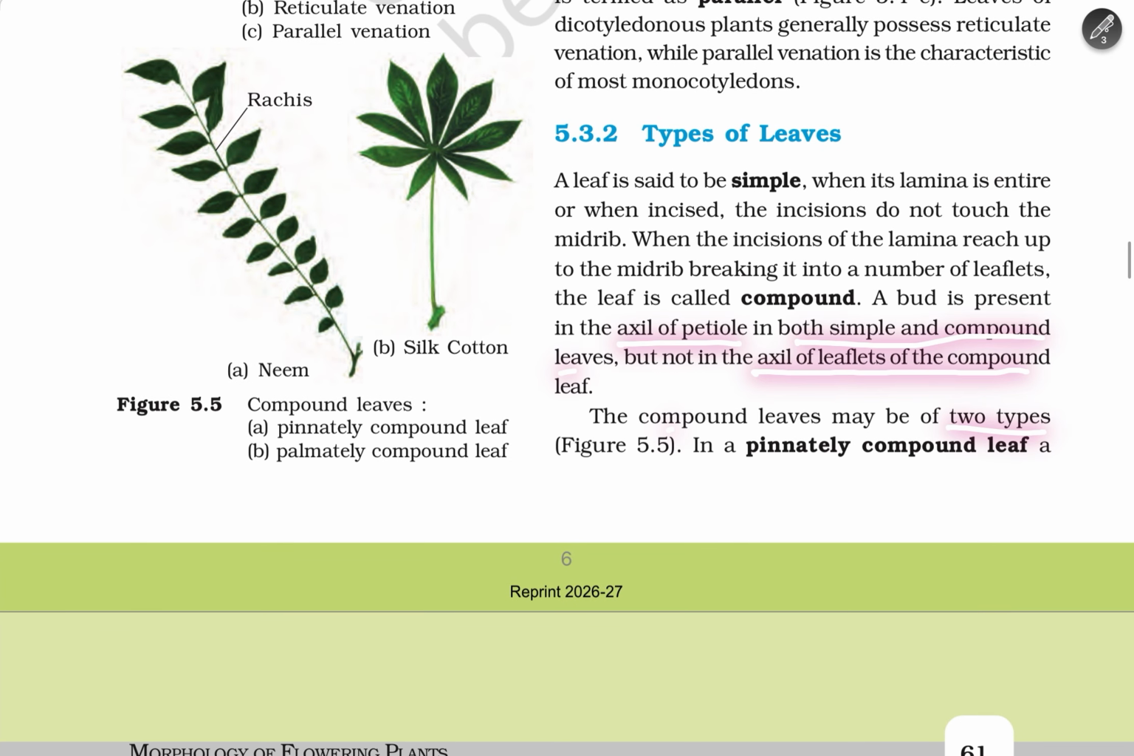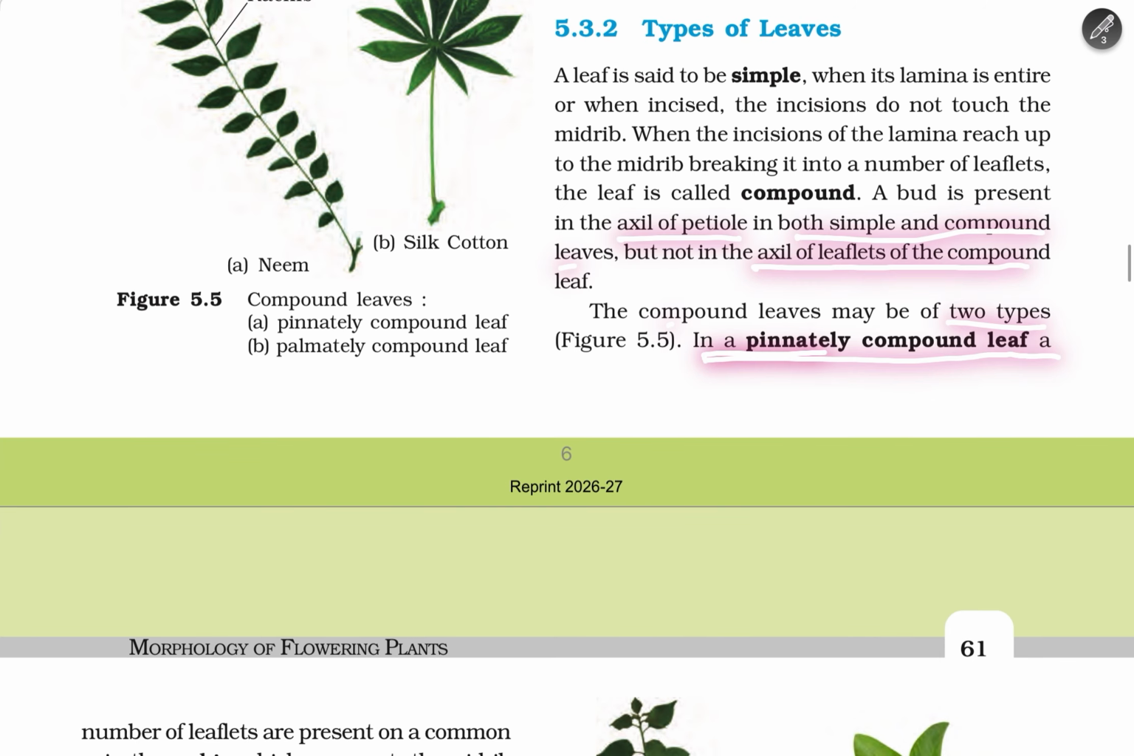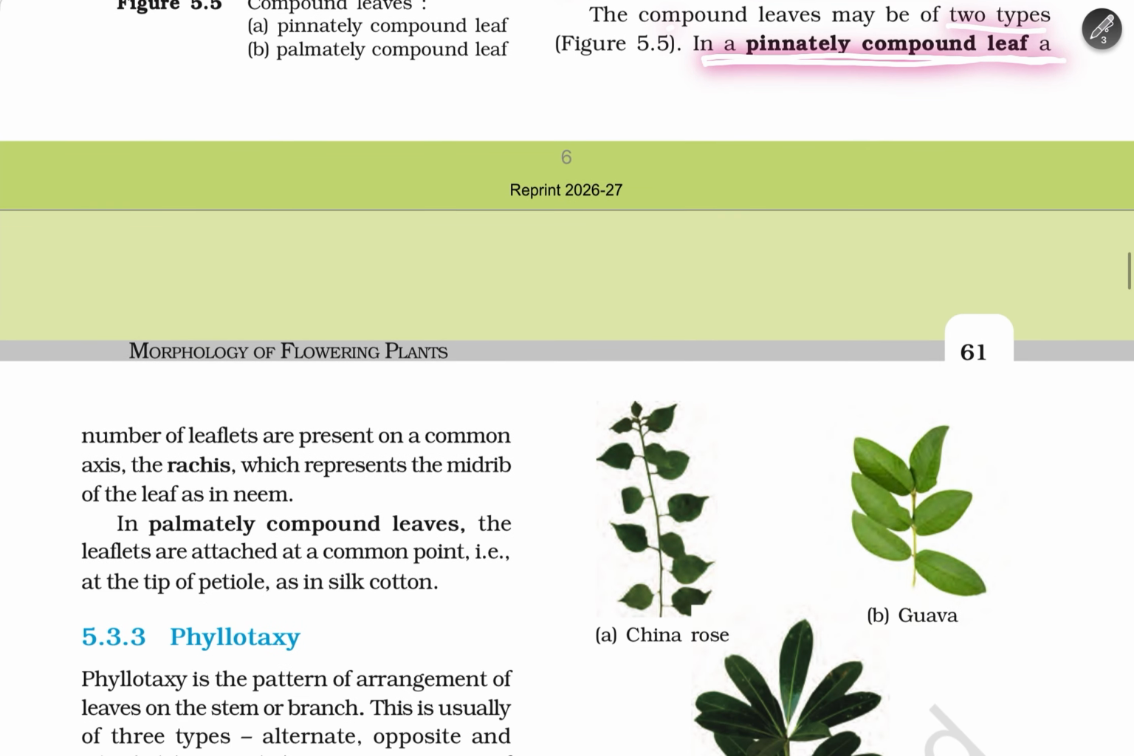The compound leaf may be of two types. In a pinnately compound leaf, a number of leaflets are present on a common axis, the rachis, which represents the midrib of the leaf, as in neem. In a palmately compound leaf, the leaflets are attached at a common point, at the tip of the petiole, as in silk cotton.